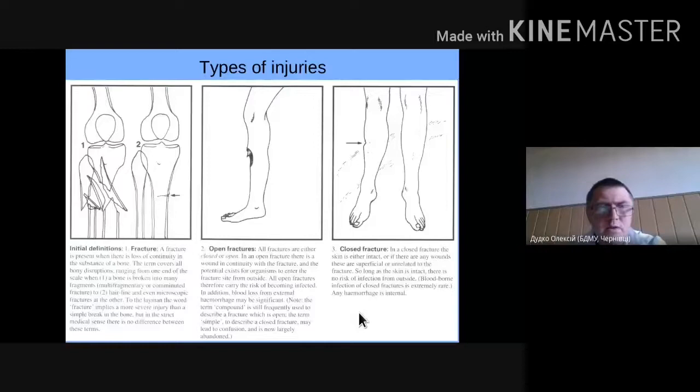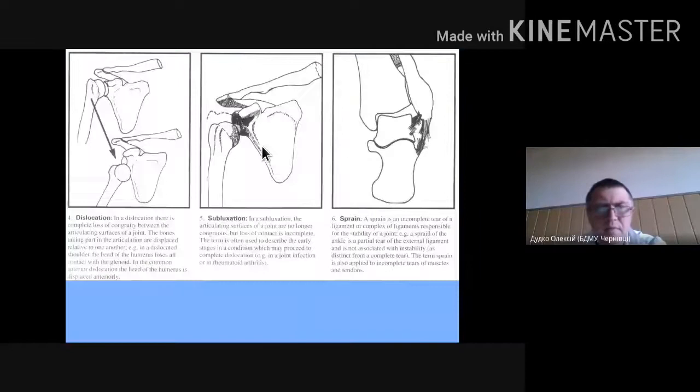So a few words about types of injuries. An injury may be open or closed, and may be open from inside out or from outside in. There are different types of injuries such as dislocations, subluxations, and sprains. For dislocation, you see that we have a total loss of contact between two articular surfaces. So the head of the humerus, in this example, goes out of the glenoid area and goes to the axillary region, a so-called inferior dislocation of the humerus.